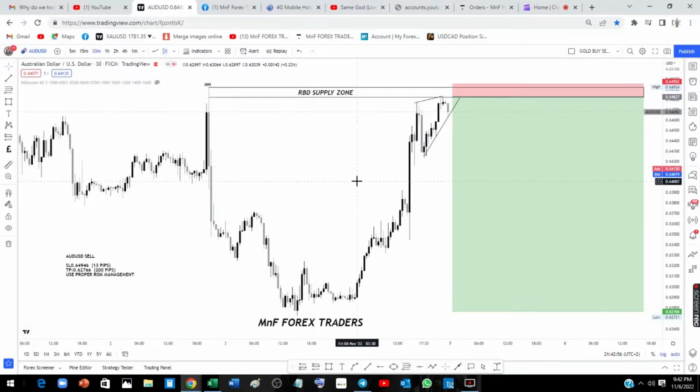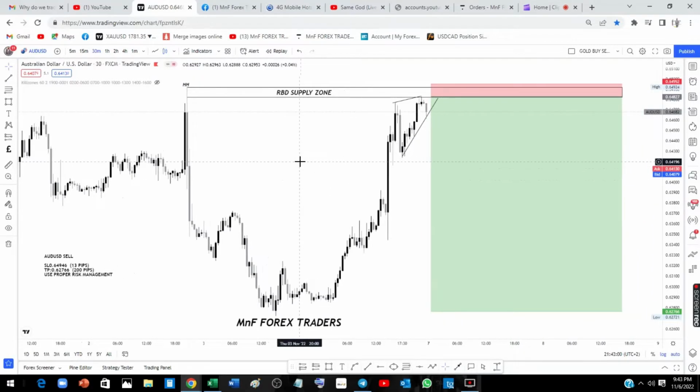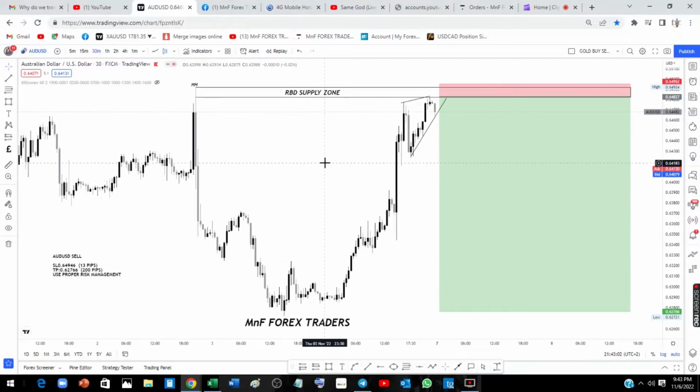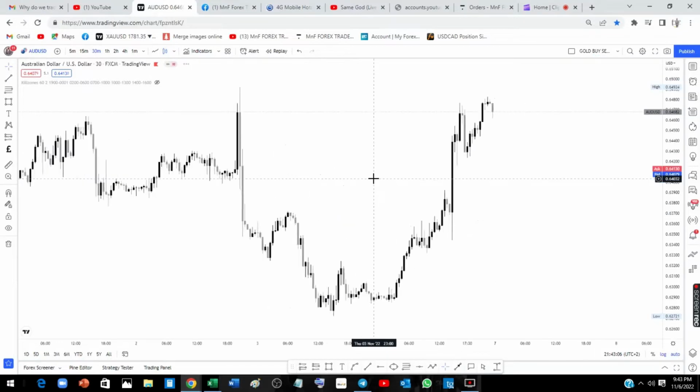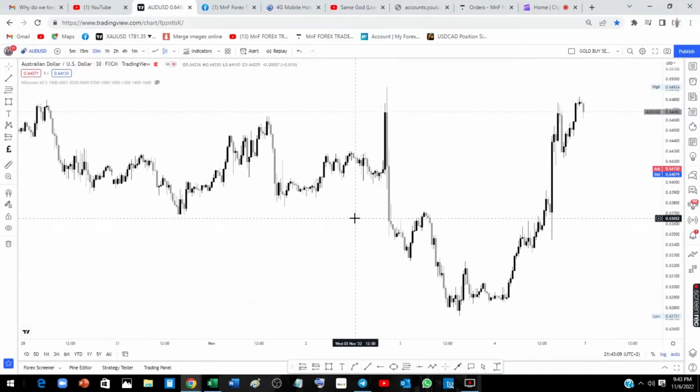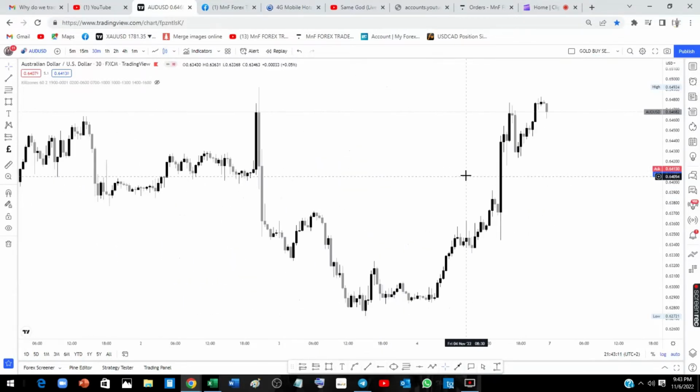All right, so let's go. So from here, you are seeing AUD USD on a 30 minutes time frame. Let me delete everything so that we start all over again. All right, so let's go. So what's making me think that this market is likely to go to the downside right now?